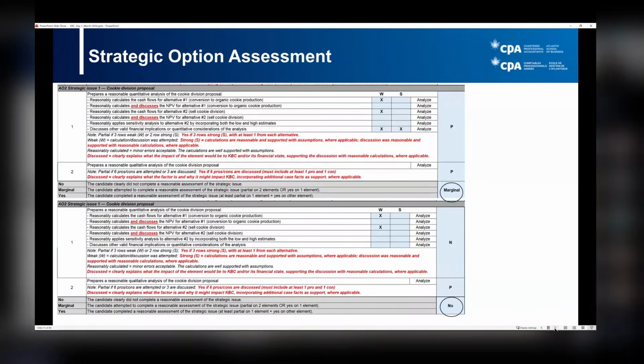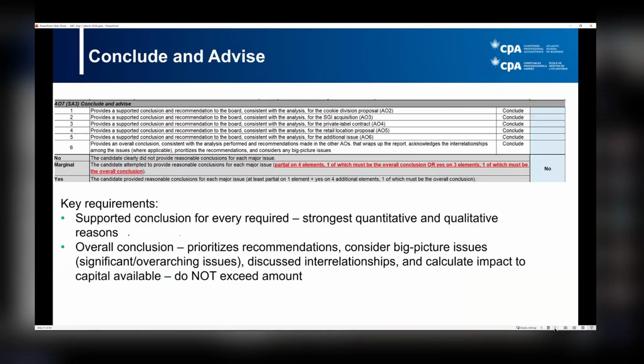What happens if you get a partial on both? Your overall assessment is marginal. If you get a no on something, so whether it's quantitative or qualitative, and you get a partial on another, you get a no on your overall assessment for that opportunity. A no on any assessment opportunity results in a fail. So again, here's an important lesson. Assumptions are important. Your qualitative analysis is critical. It can be the difference between passing and failing.